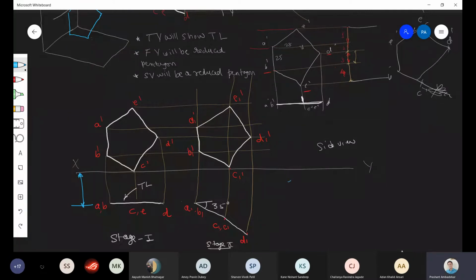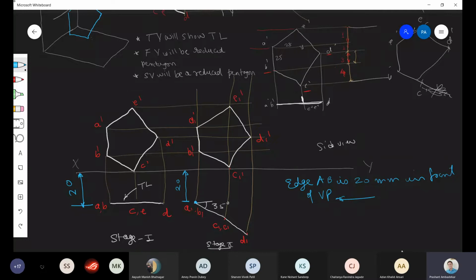I will write it here. Edge AB is 20 mm in front of VP. If this condition is given, then this distance will be 20 mm. And then whenever you are drawing this particular point, this distance should also be 20 mm.